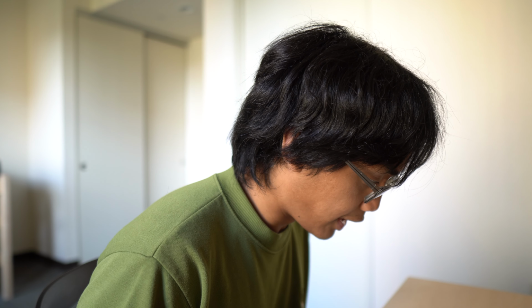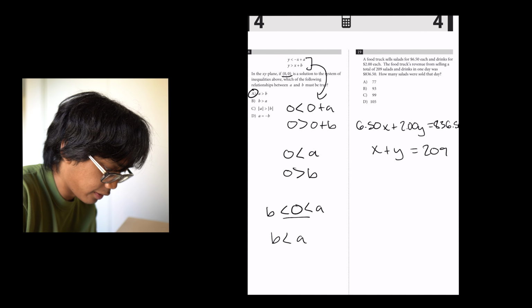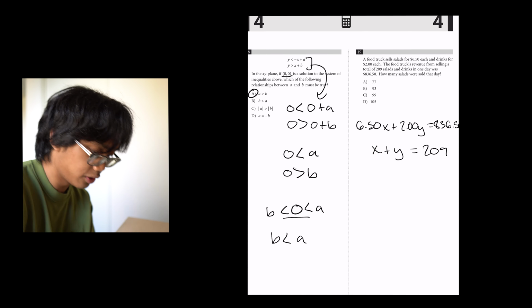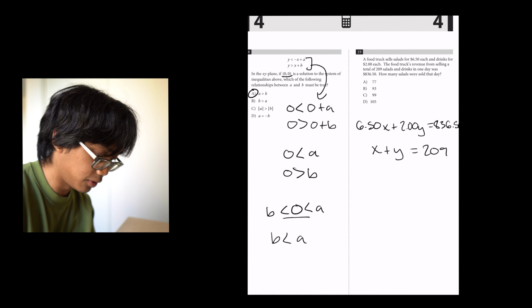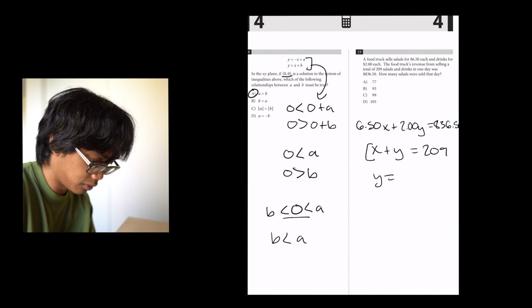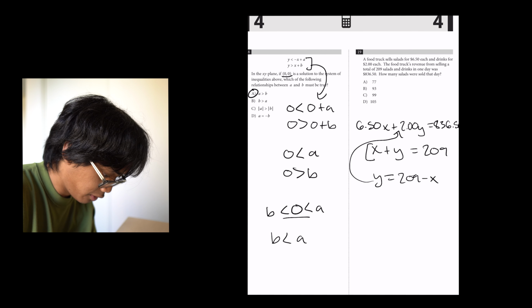And we're looking for the number of salads that were sold that day. So essentially, we're looking for this x, whatever that is equal to, in this equation. A good way to do this is via substitution. We can rearrange this equation so that we get y equals 209 minus x, and then we can plug that into this equation here.